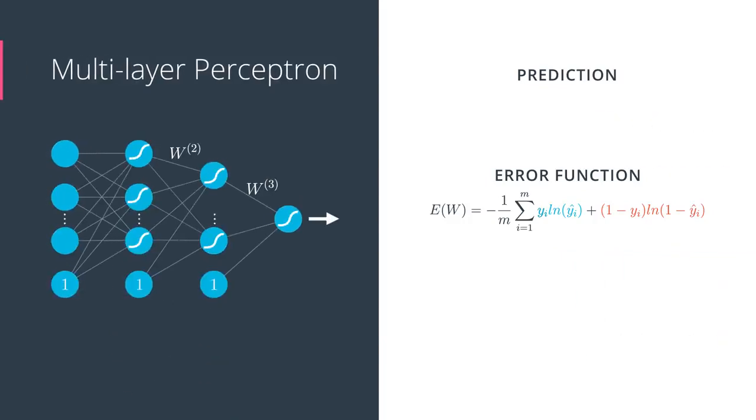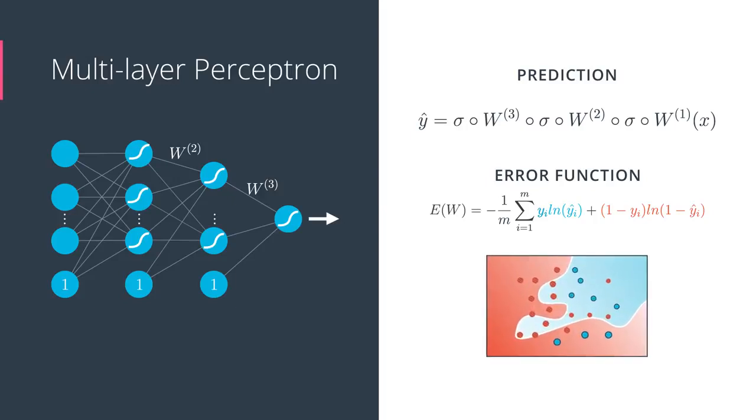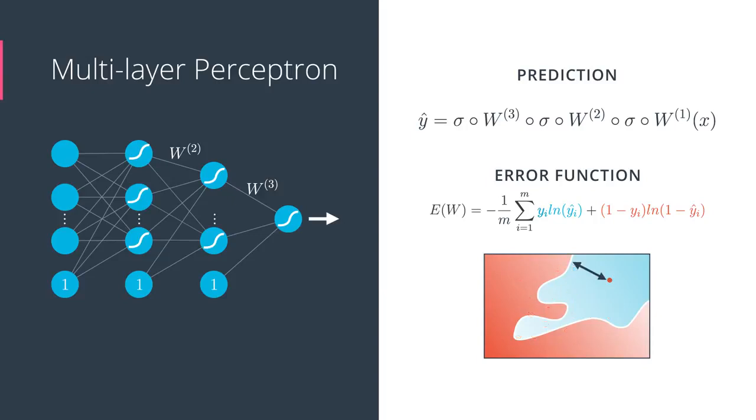So what are we going to do to define the error function in a multi-layer perceptron? Well, as we saw, our prediction is simply a combination of matrix multiplications and sigmoid functions. But the error function can be the exact same thing, right? It can be the exact same formula, except now y hat is just a bit more complicated. And still, this function will tell us how badly a point gets misclassified, except now it's looking at a more complicated boundary.